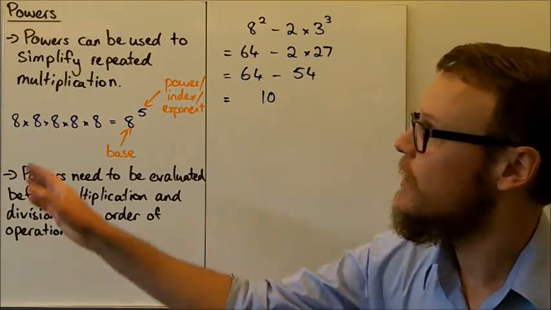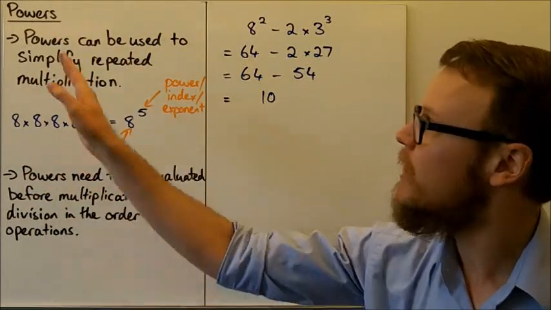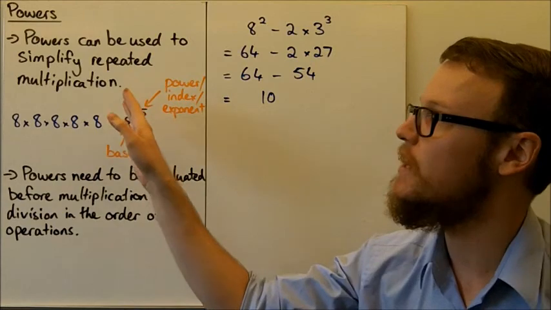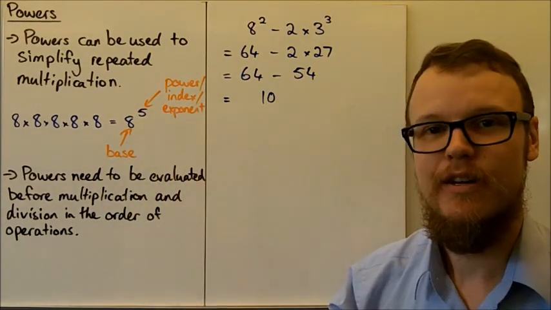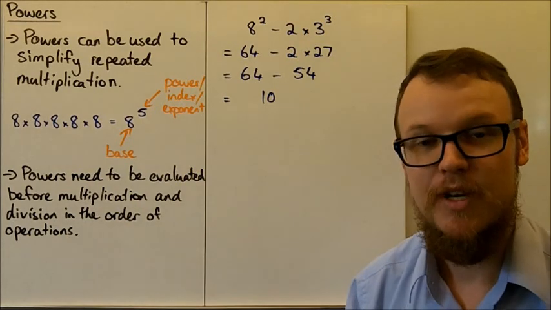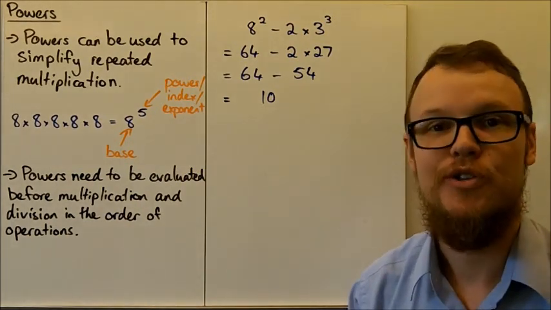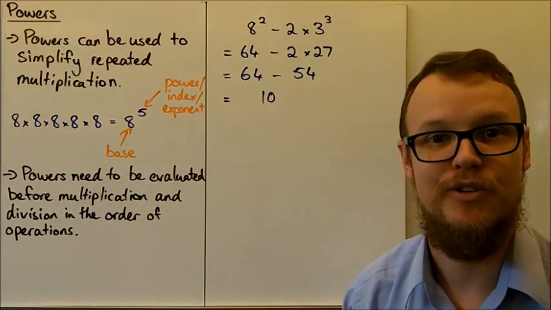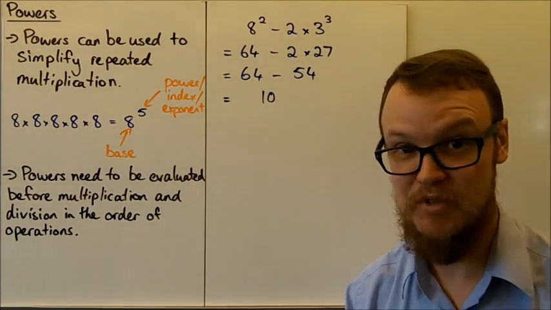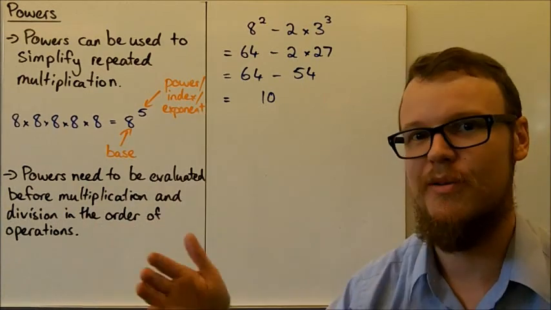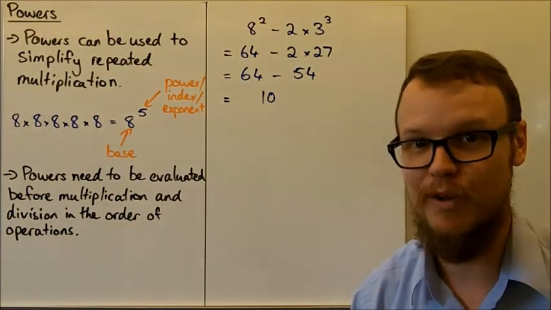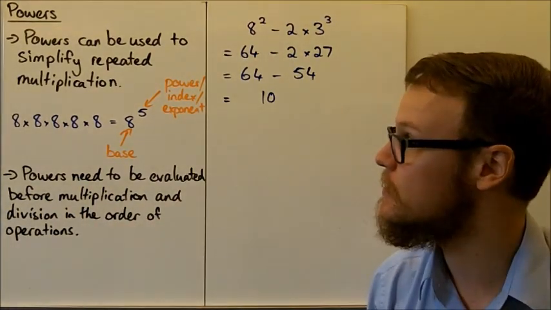Today we're going to look at powers. Powers can be used to simplify repeated multiplication. Just like we use multiplication to simplify repeated addition, for example, if I've got 2 plus 2 plus 2 plus 2 plus 2, that's the same as 2 times 5. So we don't have to write all of those 2's, we just write 2 times 5, and that's why we use multiplication and why multiplication exists.